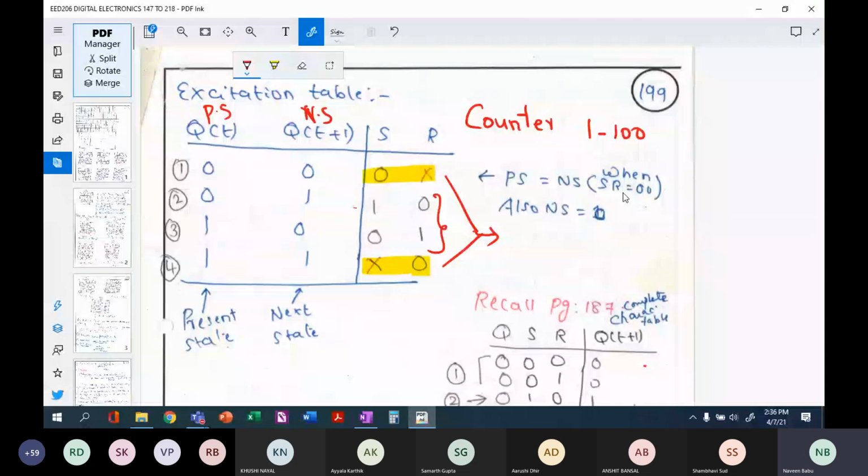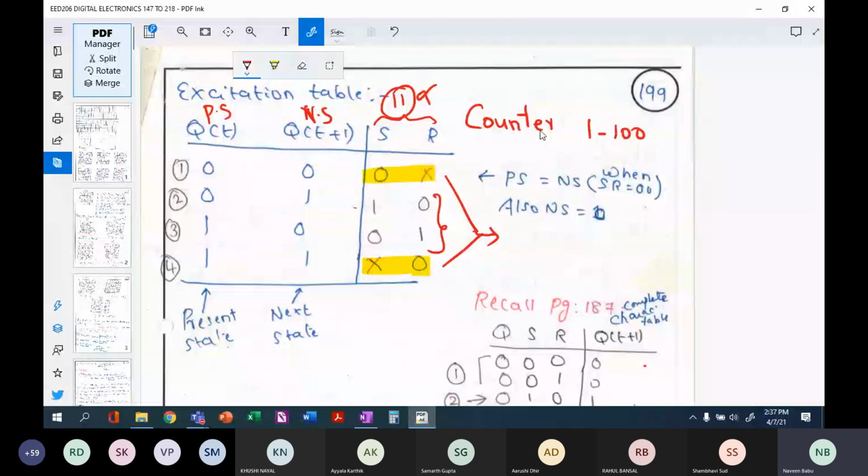Don't worry about the 1-1 condition here, because you are not at all getting the 1-1 condition in the excitation table. Am I right? S and R are not 1 and 1 at the same time. You see here, only 0, don't care and zeros. If one is 1, the other is 0; if one is 0, the other is 1. So we are not at all getting 1 and 1, and we need not bother about this state at all.